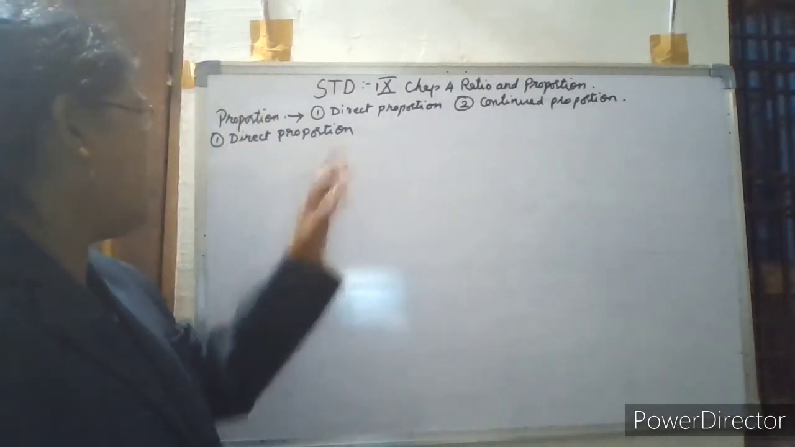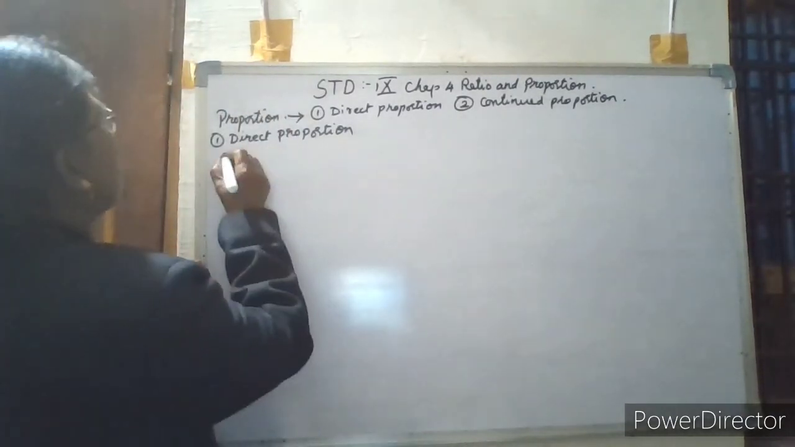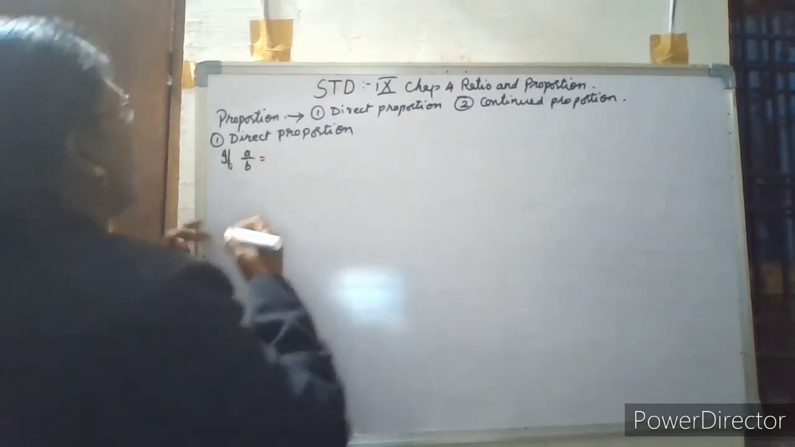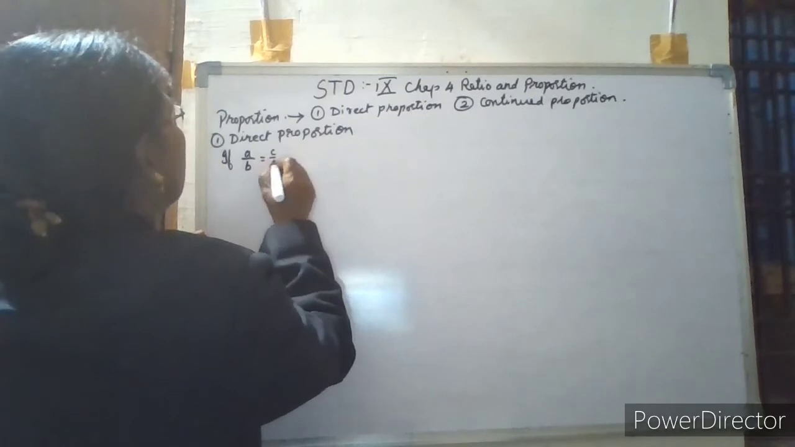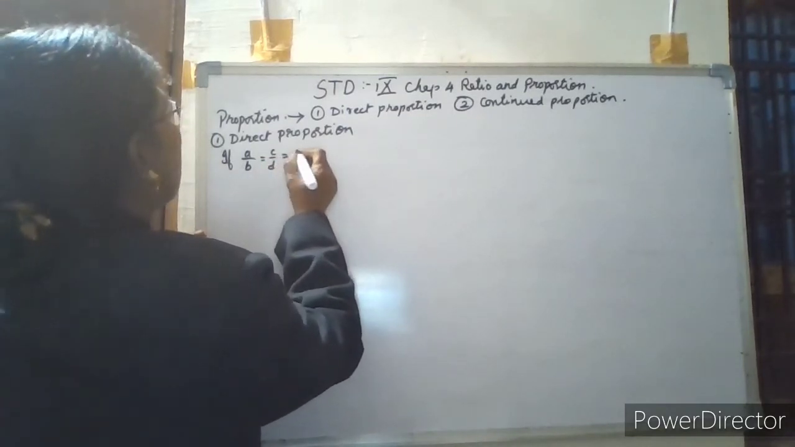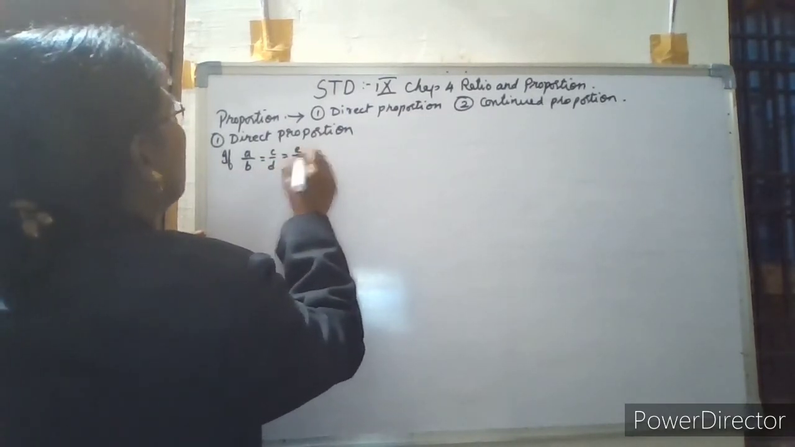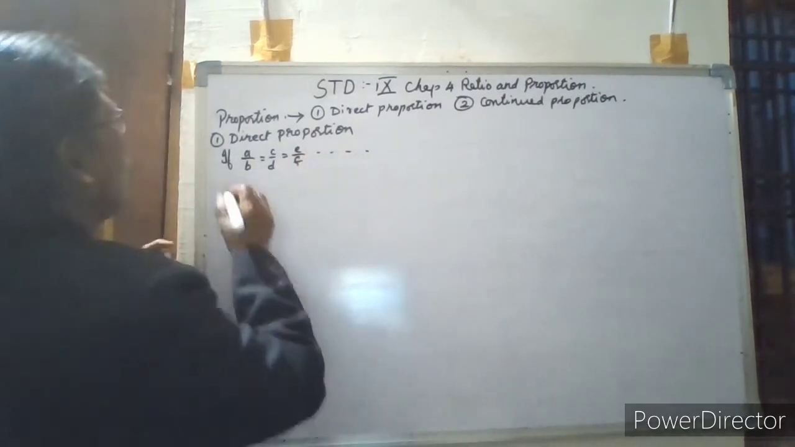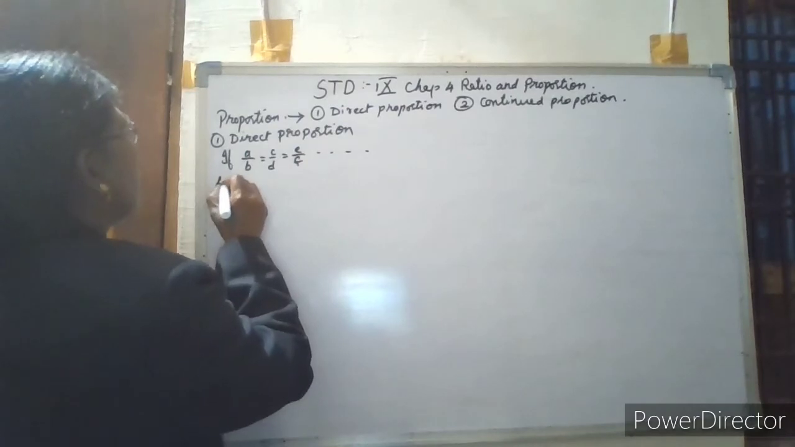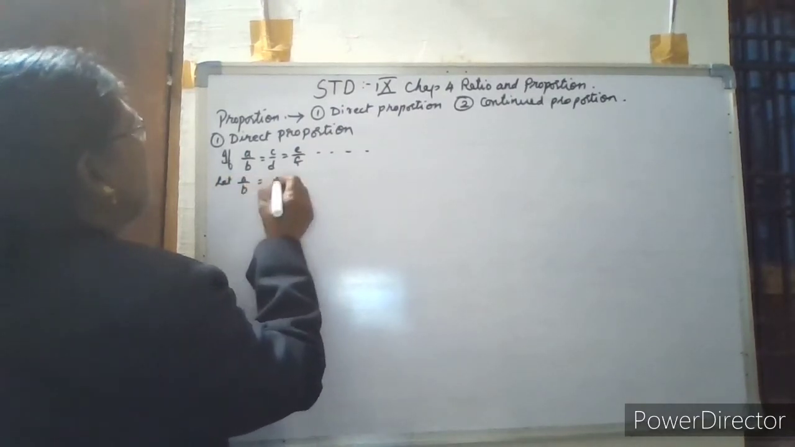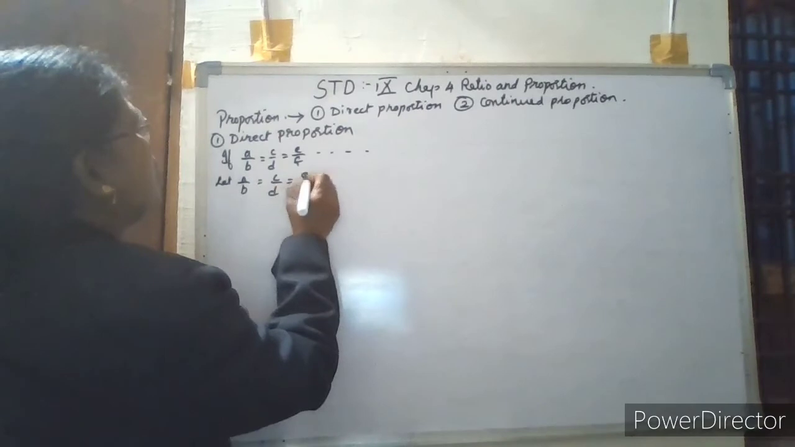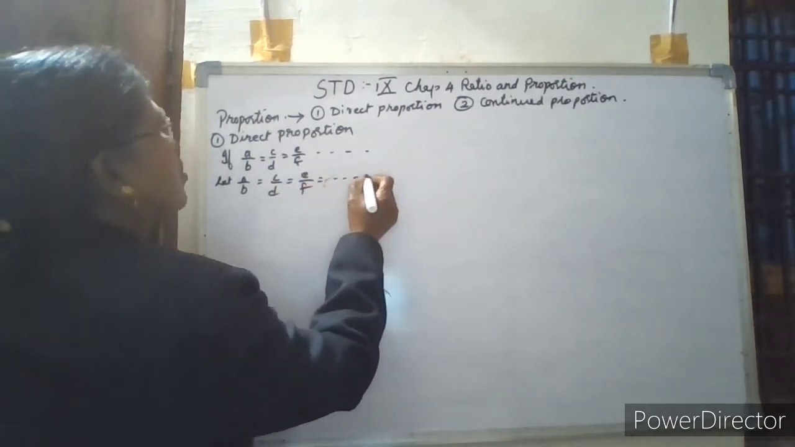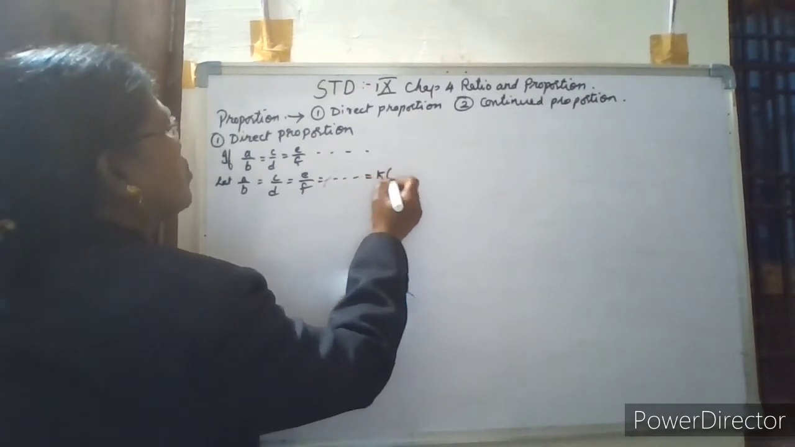For direct proportion, if two ratios are given, A by B is equal to C by D is equal to E by F and so on. This is direct proportion. So here we take A by B is equal to C by D is equal to E by F, and let this be equal to K, a constant.